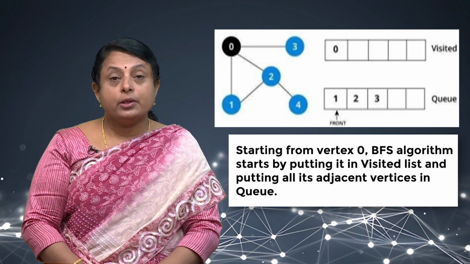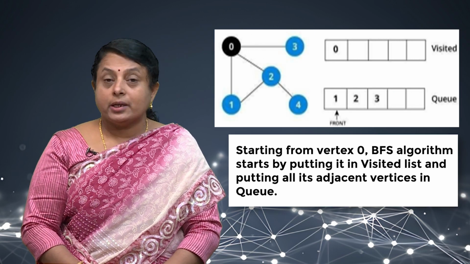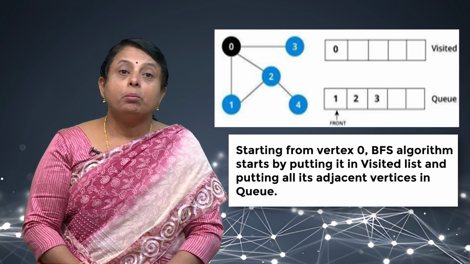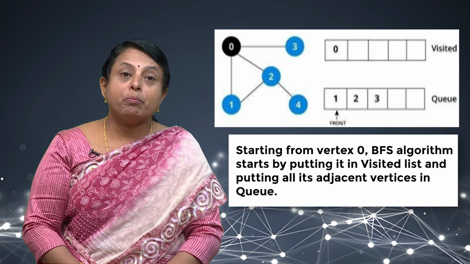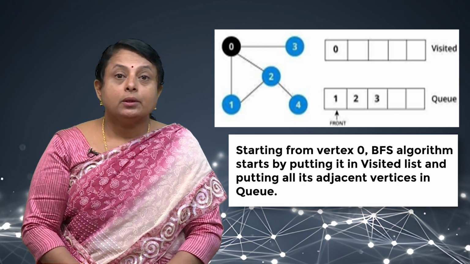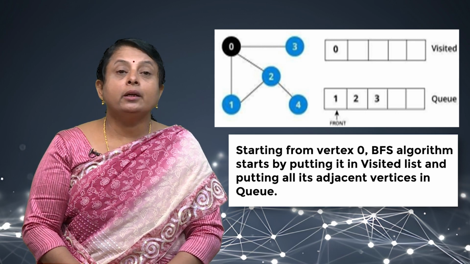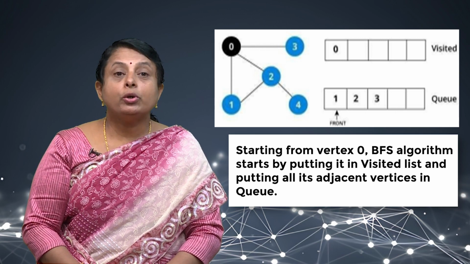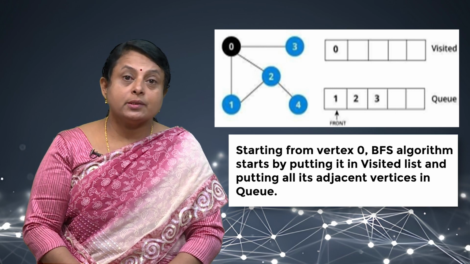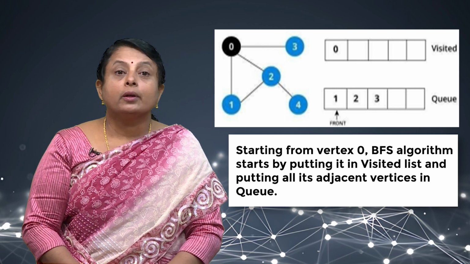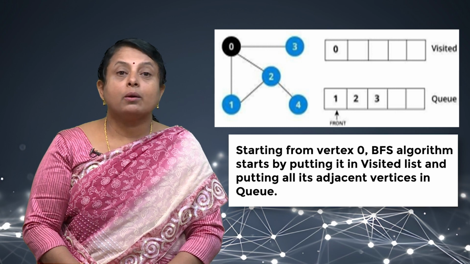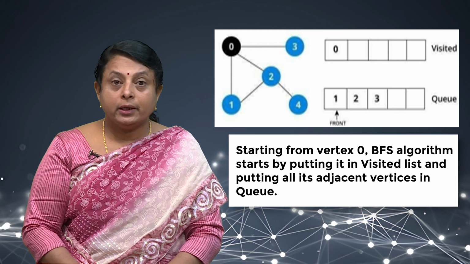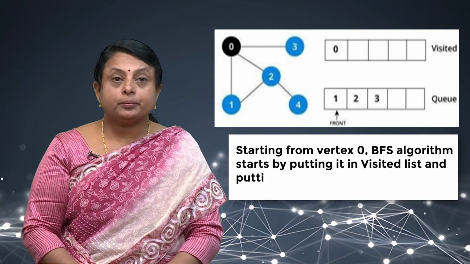Starting from the vertex 0, any arbitrary vertex can be chosen. So, we are choosing the vertex 0. BFS algorithm starts by putting it in the visited list. So, the visited list will be containing the item 0 or the node 0. Then put all its adjacent vertices in the queue. Adjacent vertices of 0 are 1, 2 and 3. So, the queue will be consisting of 1, 2 and 3 with 1 at the front side.